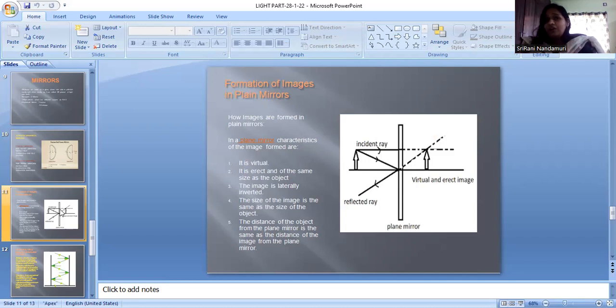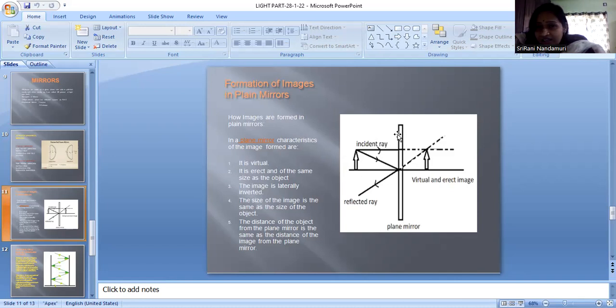Understood? Okay, coming to the formation of images. How are images formed? In today's class, we will learn how images are formed in a plane mirror. So here you can see the PPT. How the images are formed in plane mirrors, children.